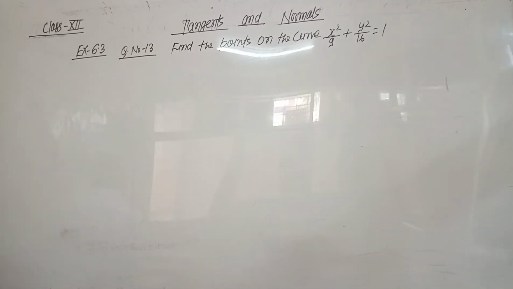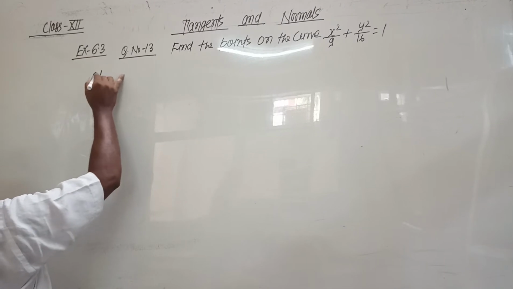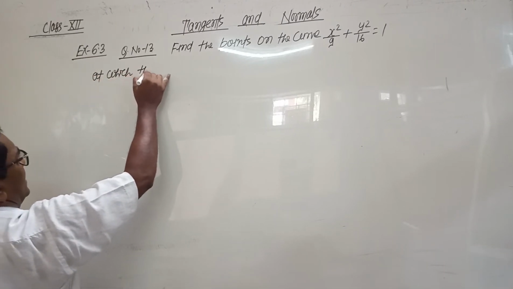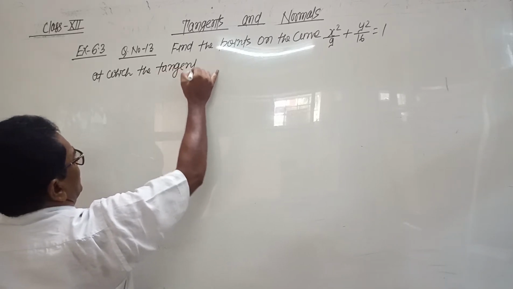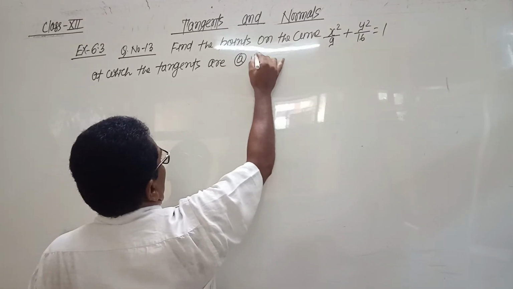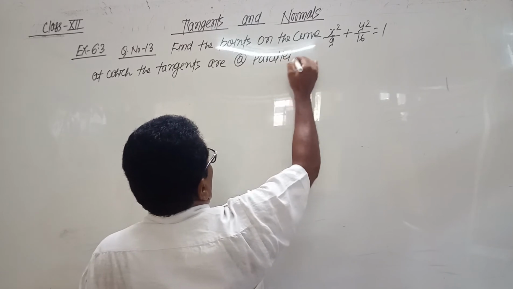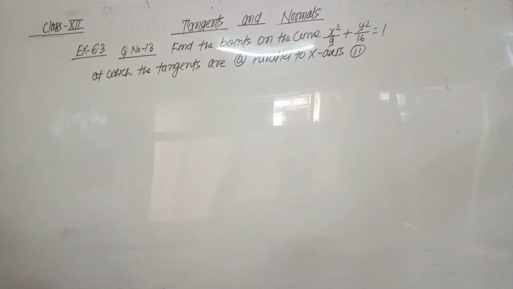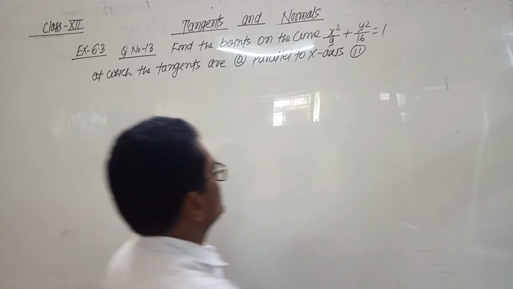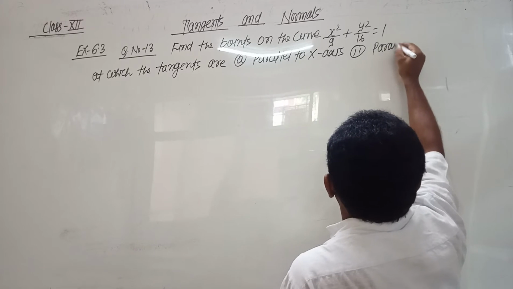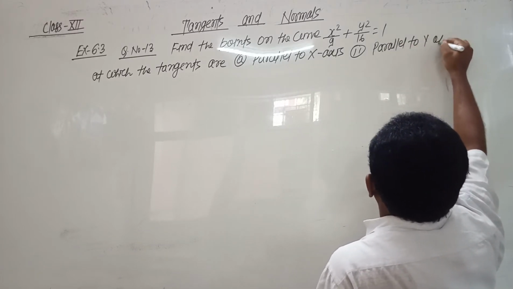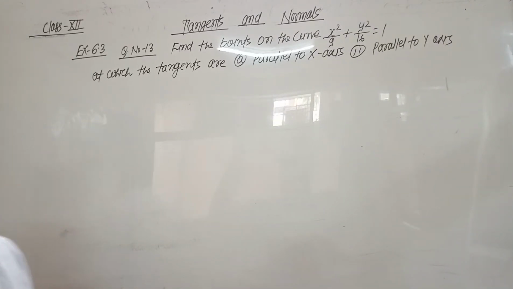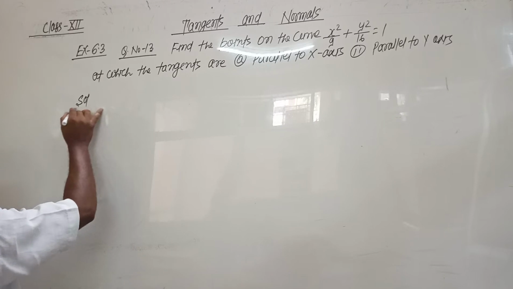Equation of the curve is given at which the tangents are, first part, parallel to x-axis, and second part, parallel to y-axis. We have to find the points on the curve at which the tangents are parallel to x-axis and also the tangents are parallel to y-axis.